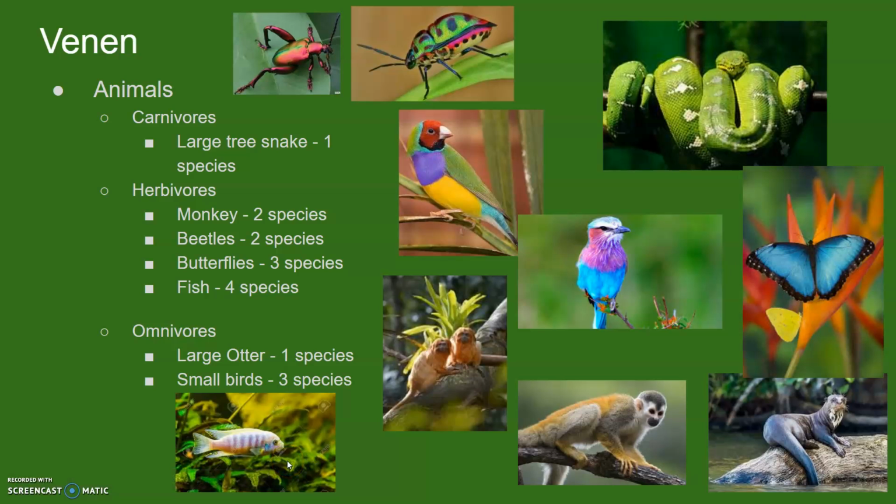Omnivores, meaning they eat both plant matter and meat. You have a large otter, pictured down here in the corner, and 3 species of birds, 2 of which are pictured here.